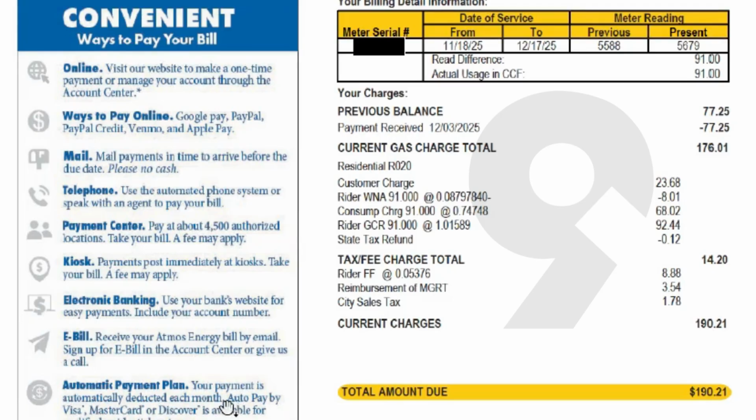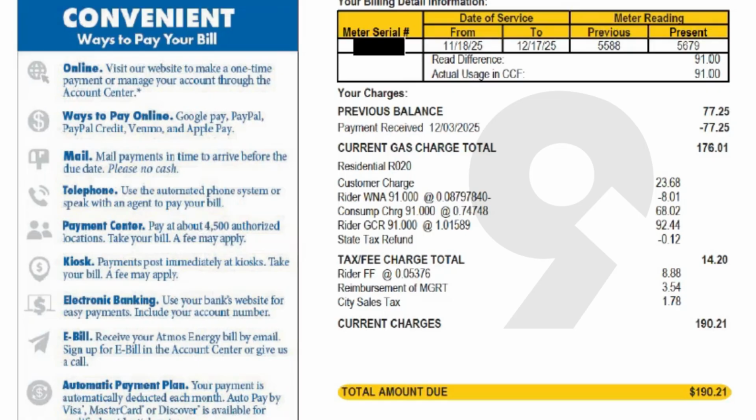So part five, which is the WNA, the rider WNA, Weather Normalization Adjustment. 91 CCF times 0.0879 and a bunch of different numbers equals negative $8.01. Notice this one is negative. This surprises people. Weather normalization adjustment exists because utilities have massive fixed costs. If weather is warmer than normal, people use less. Colder than normal, usage spikes. So WNA basically smooths revenue so the system remains solvent. Some months it adds, some months it subtracts. This month it's a credit.